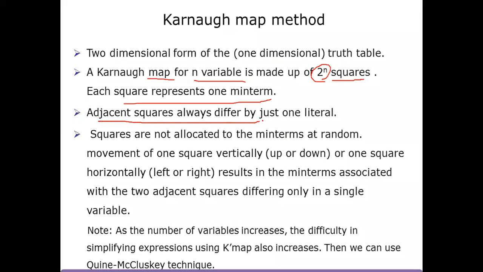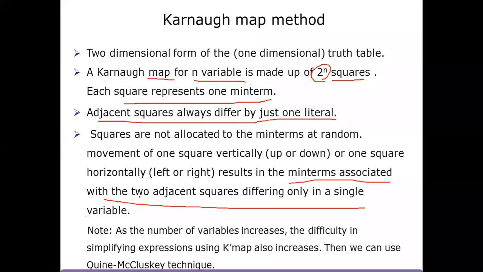And there are rules. Adjacent squares always differ by just one literal. Squares are not allocated to the min terms at random. Movement of one square vertically or one square horizontally results in min terms associated with the two adjacent squares differing in only a single variable. So let's see how we can satisfy these conditions in this table.